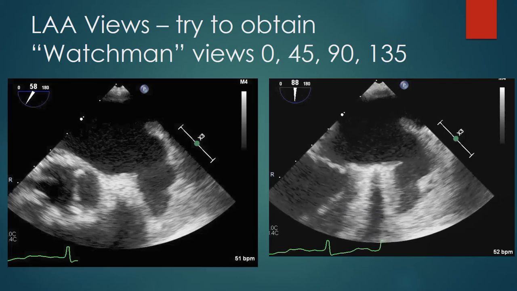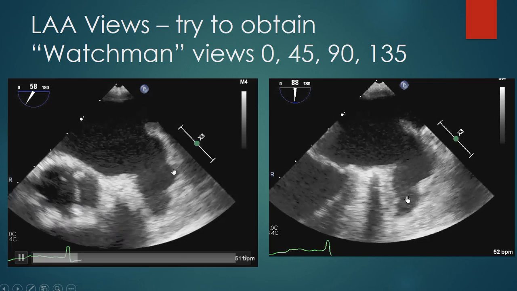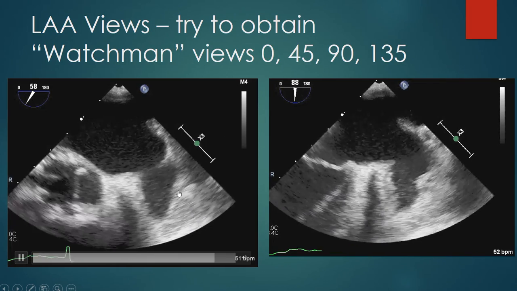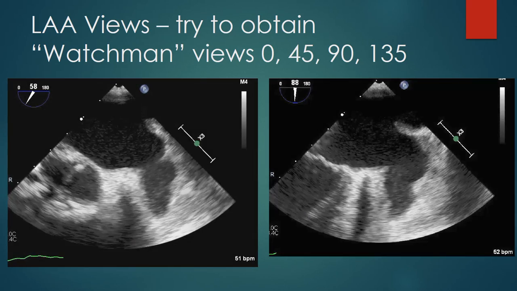Then we have some sizing views. Oftentimes we use CT scans now to size the appendage, but back when we first started doing Watchmans, we were often using transesophageal echocardiograms.